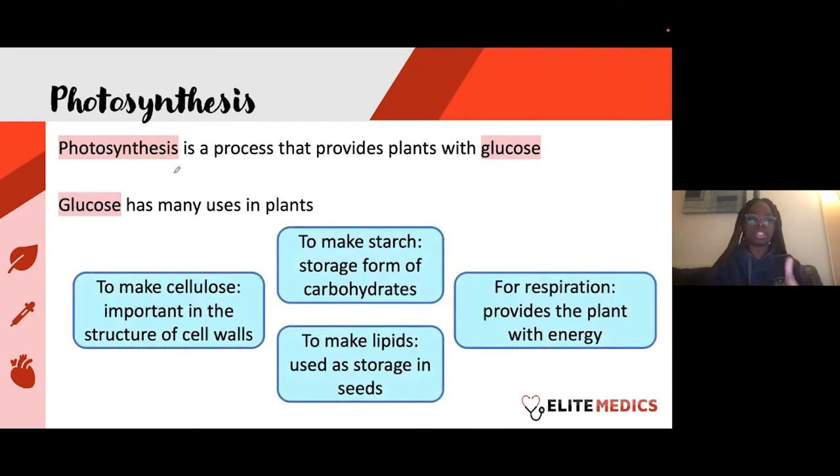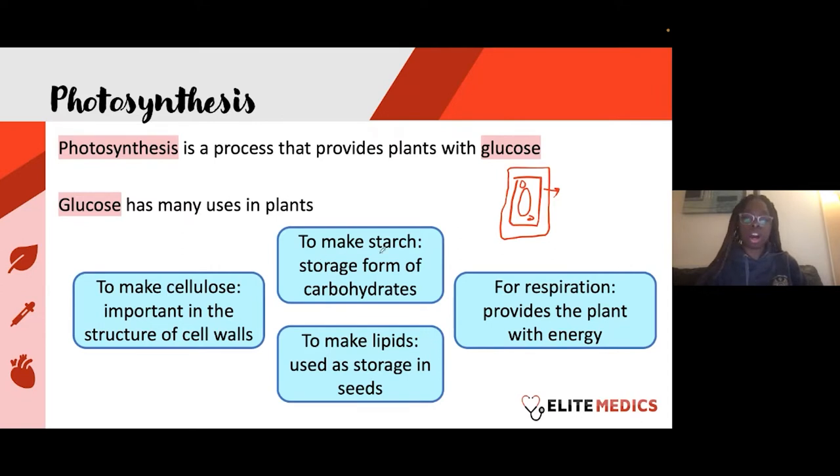Some of the uses here is that it's used to make cellulose, which is an important structure of the cell walls. That's the outer bit of the cell. So if you have a plant cell, you have the cell membrane, and you have the cell wall, which keeps it protected. And you have the vacuole in the middle, which keeps it turgid. And of course, you have your nucleus and your chloroplasts and all the other things that you find in the plant cell. But you need the glucose to make cellulose. There are different types. That's not something that you need to know at this point in time, but you need to know that glucose makes cellulose. It's in the cell walls, keeps it nice and strong.